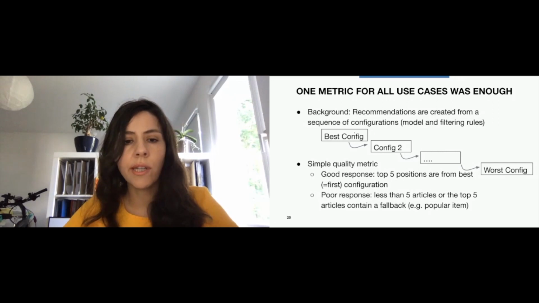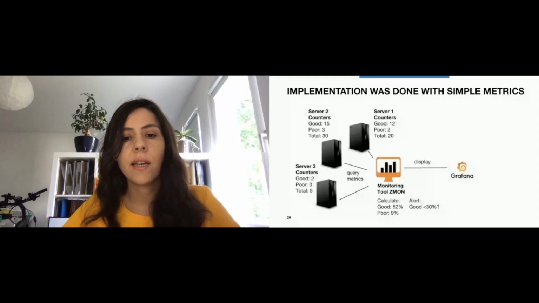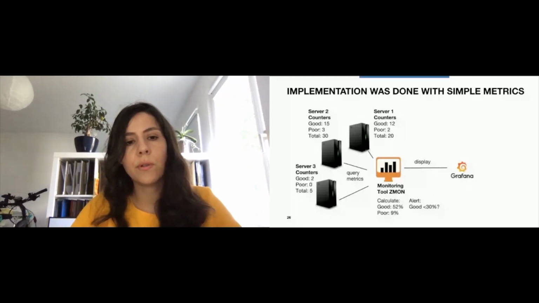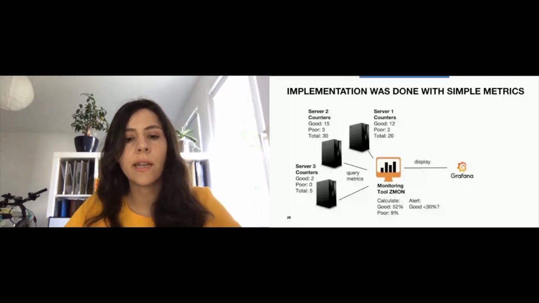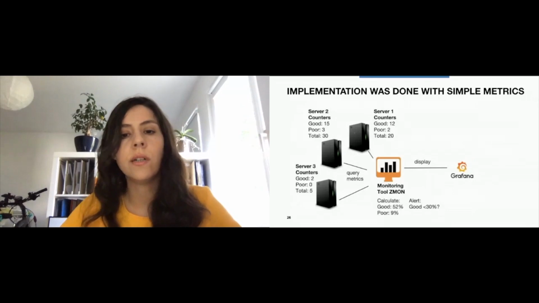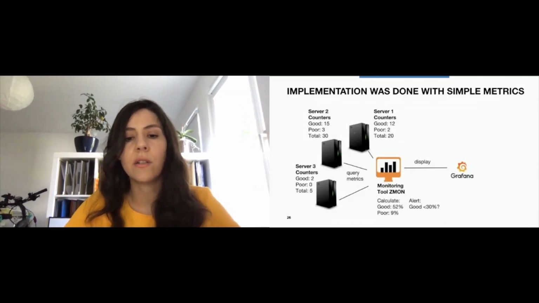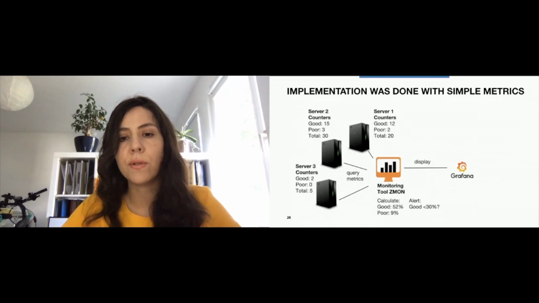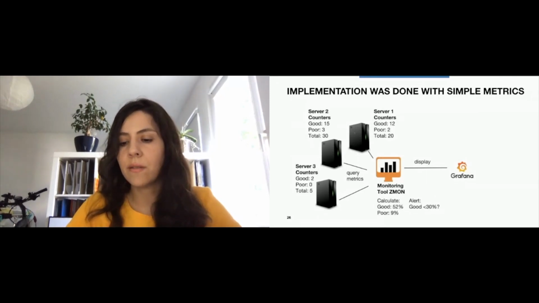Then you have a polling tool, whatever you're using. We have an open source polling tool called ZMON, but use your corresponding in-house solution. That polls all instances that are deployed and calculates the overall rate. For example, for this use case, we might have 52% good and 9% poor, and then we can define an alert. If it drops below 30%, an alert comes up on the board. And then you can display it in Grafana, and it will look like this.